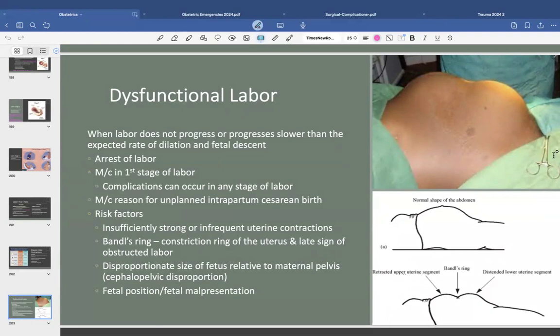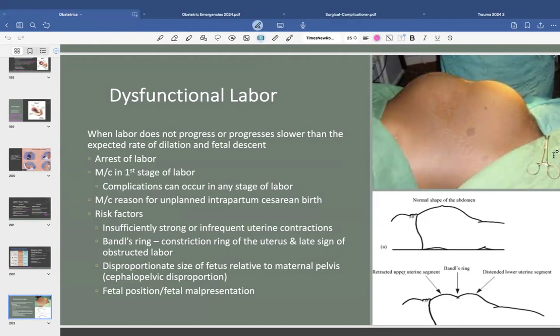It is most common in the first stage of labor. Complications can occur in any stage of labor, but it is most common in the first stage. Dysfunctional labor is the most common reason for unplanned intrapartum cesarean birth. Some of the risk factors for dysfunctional labor: the uterus isn't contracting as frequently, or it just can't contract strong enough to help push that baby down.